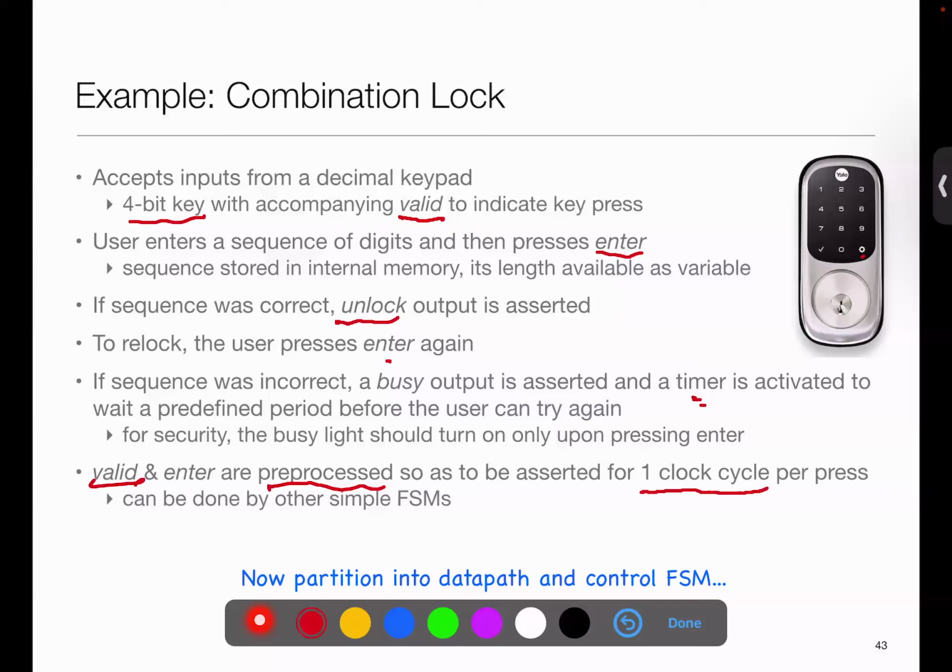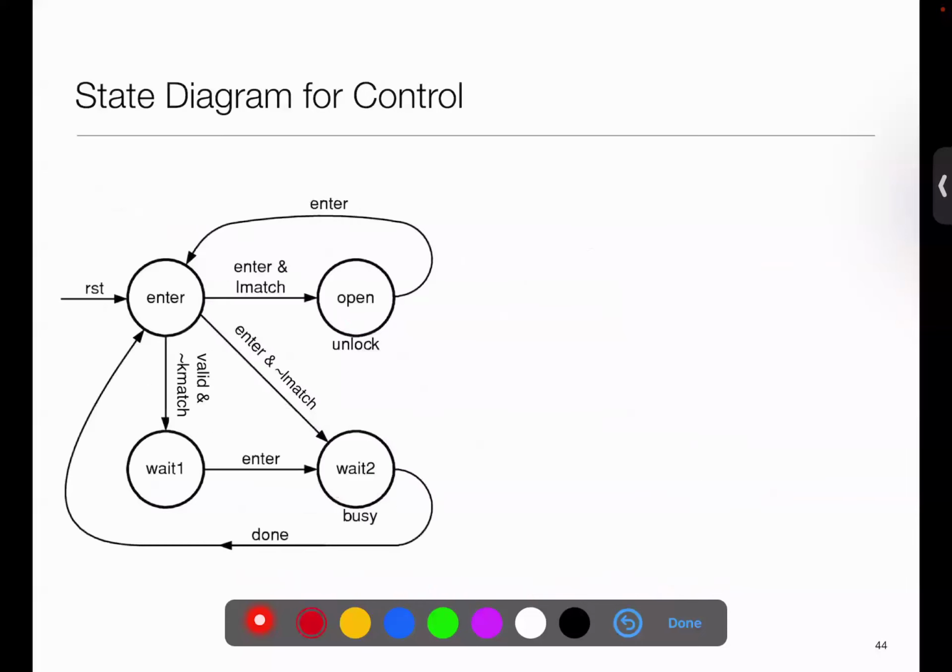So usually what we do is, instead of letting our main finite state machine worry about this part, we create simple finite state machines which clean up the signal. They will take a long lasting signal and convert it into a single clock cycle signal. That way, our main finite state machine will only see one clock tick signal for each button press. And then one can go ahead and begin to design these things.